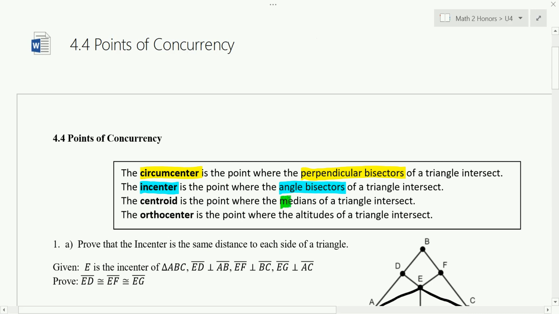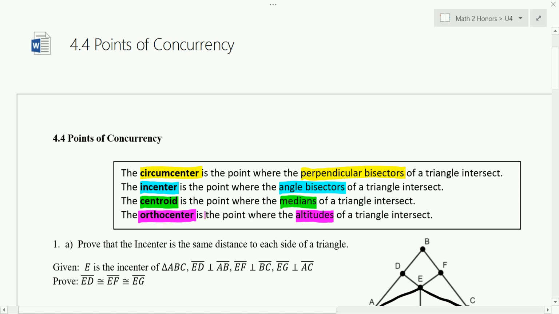If we did the same thing with the medians, we'd see that they all cross at a point, and that's called the centroid. This one actually comes up and is important in physics because it's the center of mass of the triangle. It's the balancing point. If you were to draw all 3 medians and see where they cross, and if it were a 3-dimensional equal density triangle, you could balance it at the centroid. And then lastly, if you had all 3 altitudes, they all cross at what we call the orthocenter.